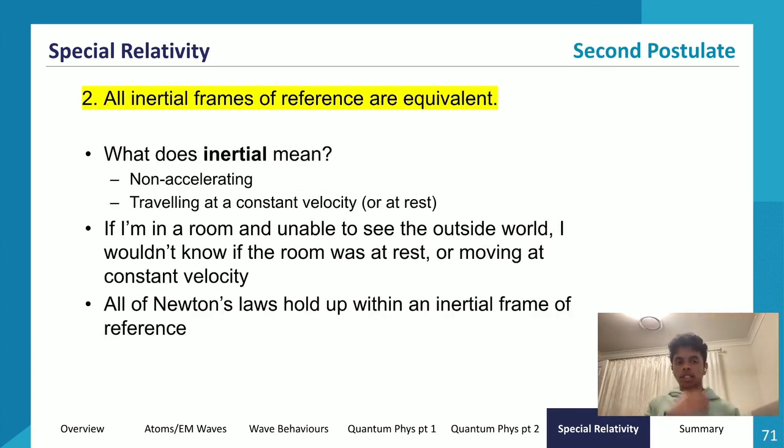The next one says that all inertial frames of reference are equivalent. And so what does inertial mean? It means that inertial frames of reference are frames of reference that are non-accelerating. So they travel at a constant velocity that includes 0 meters per second, so it includes us being at rest. Basically, an inertial frame of reference is a frame of reference that is moving at a constant velocity, so no acceleration occurs.